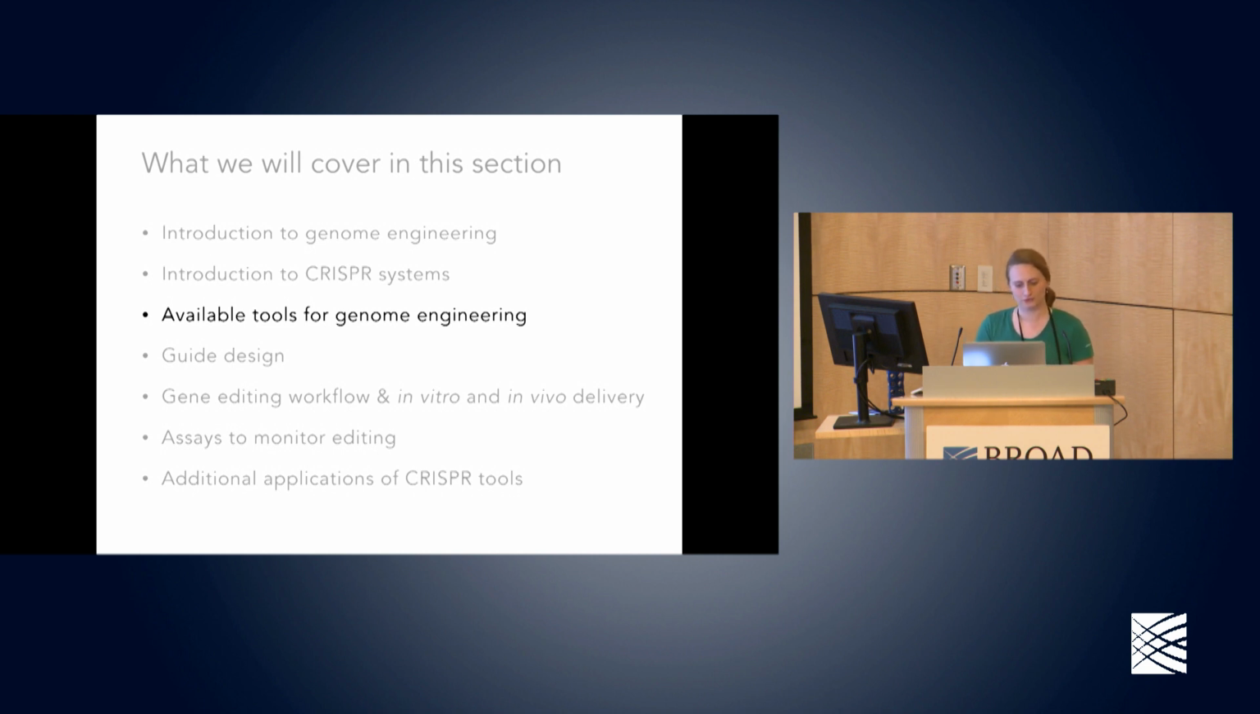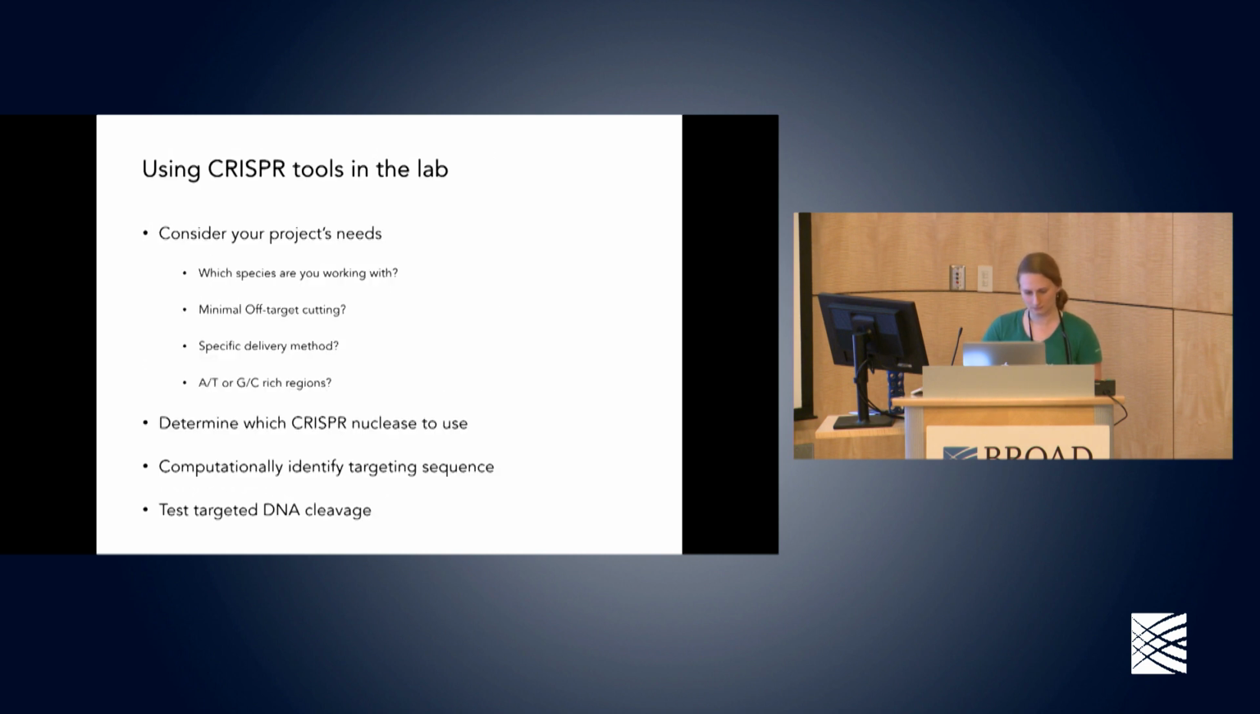Next, I'll go through some available tools for genome engineering. When working with CRISPR in your lab, the first thing to do is really to consider your project's needs. Every project will have different needs and requirements, and these can be key to help you select which CRISPR-Cas system you decide to use for your experiment. When considering your project's needs, one of the first things you can think about is what species you are working with. There are multiple CRISPR enzymes that have been optimized to work in certain species.